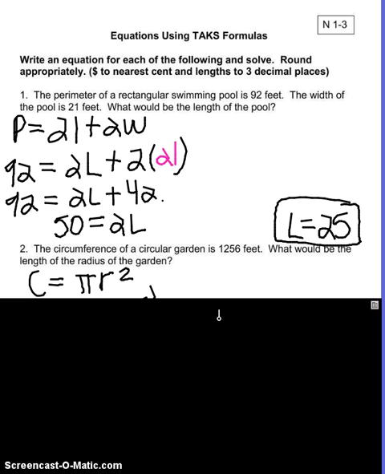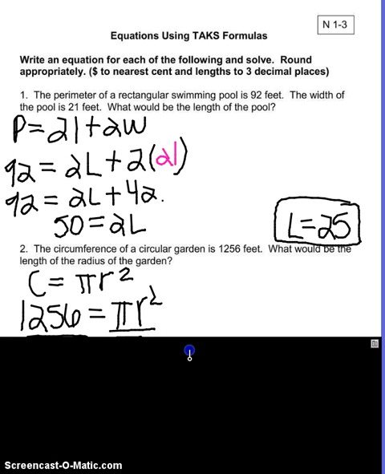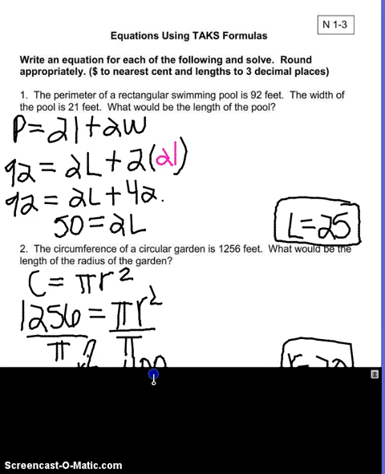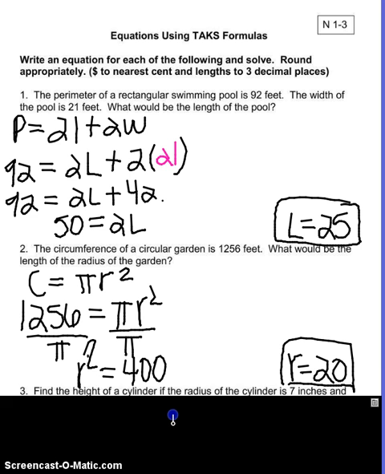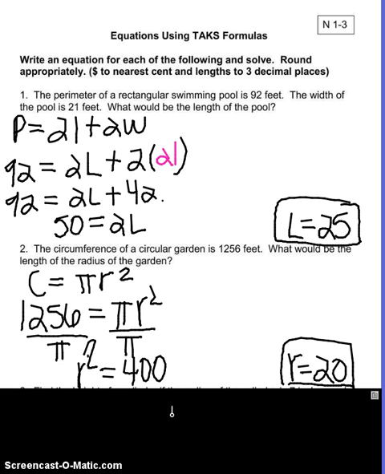Okay, now we know what the circumference is, so we can plug in 1,256 for C. And we want to know what the radius is, so we're going to solve for r. So here I plugged in the 1256. Now remember, pi is also a number. It's 3.14. So in order for me to solve for r, I'm going to divide both sides by pi, or 3.14. You can either use the button pi on the calculator or 3.14. Once I do that, I end up with r squared is equal to 400.